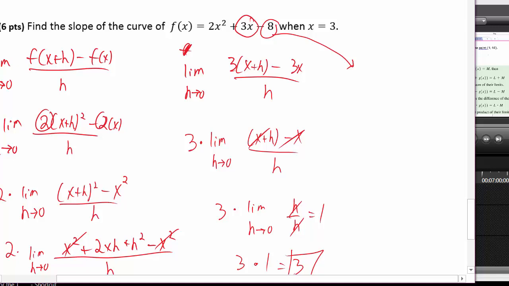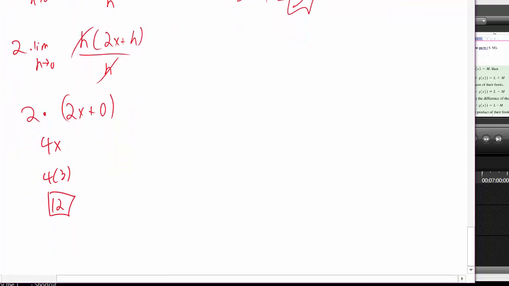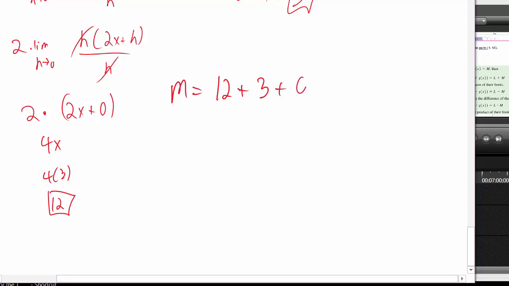This third part, just think of the function y equals 8. What's the slope of that? You can try doing the limit stuff, but think about that. If you took the function y equals 8, is that just a horizontal line? What's the slope of a horizontal line? The slope of a horizontal line is 0. So we got 3 pieces. We got 12 down here, plus 3, plus 0. So our slope is 12 plus 3 plus 0. So our slope is going to be 15.